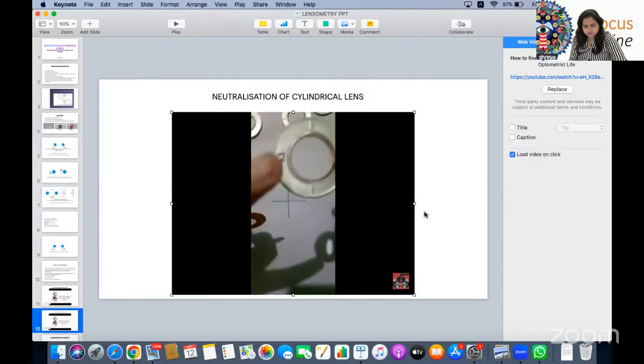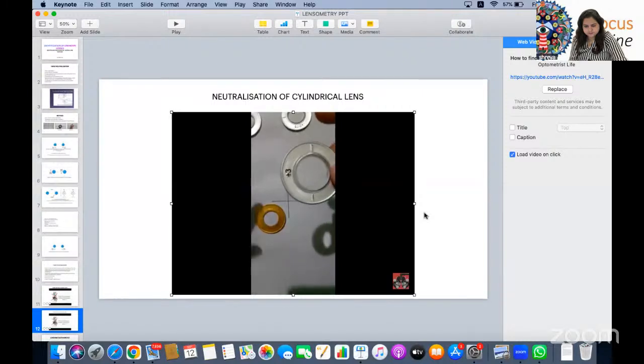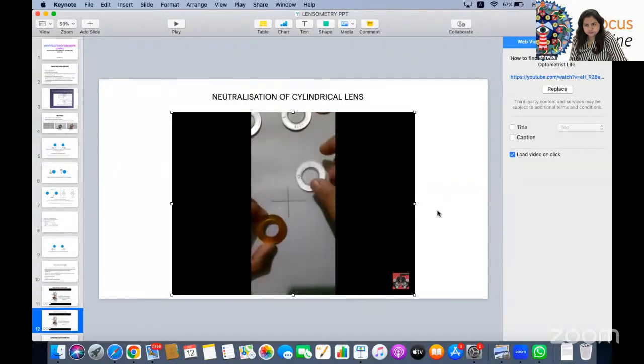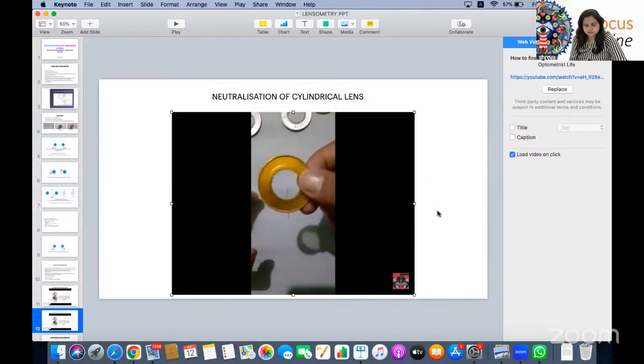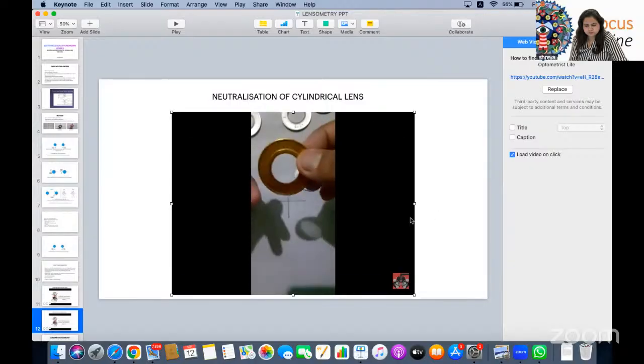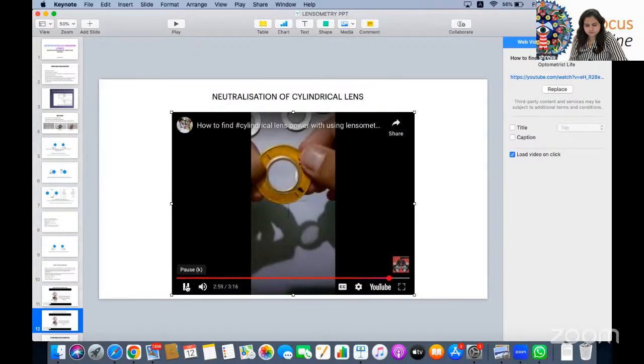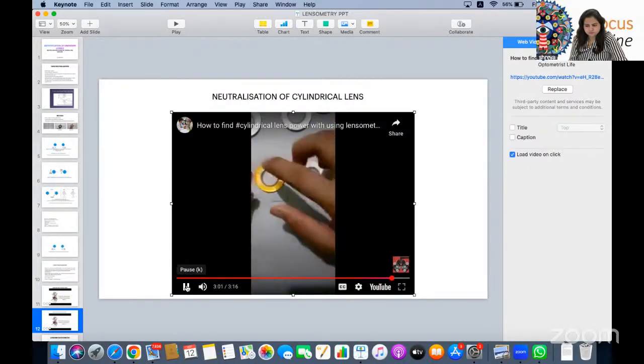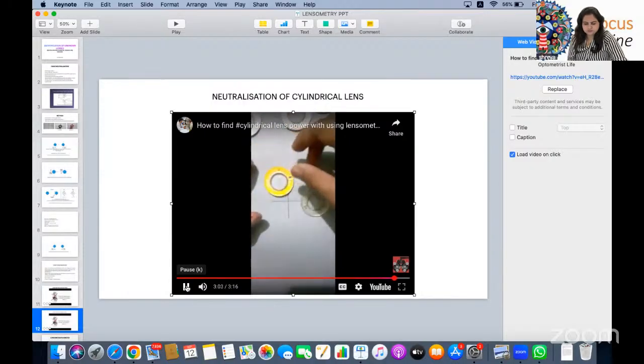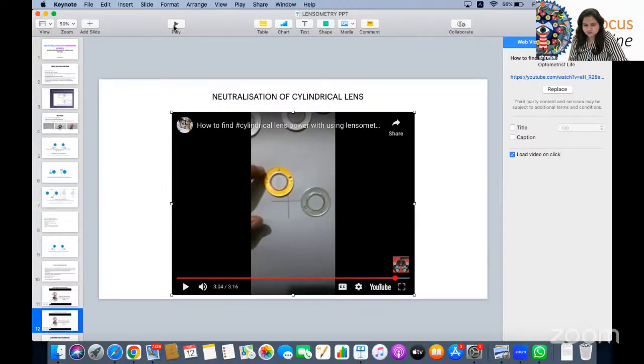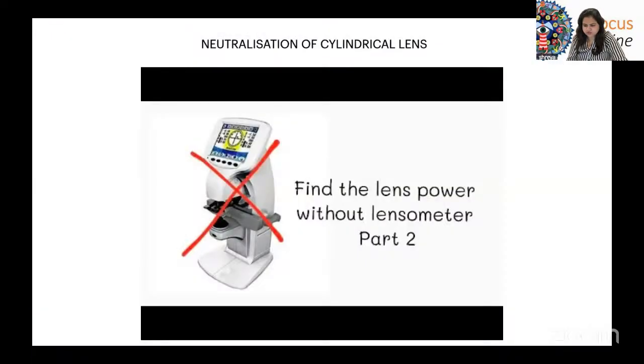The power of this lens will be opposite of the power of the lens which we use to neutralize it. It is +3, so this lens will be a -3 cylindrical lens. So let's check. Yes, it is a -3 cylindrical lens, and we got the power. So that's all. This is how we neutralize the cylindrical as well as the spherical powers when we do not have a Focimeter or a lensometer.